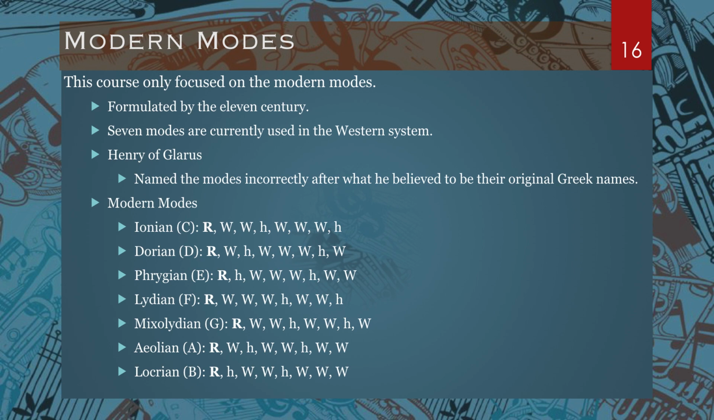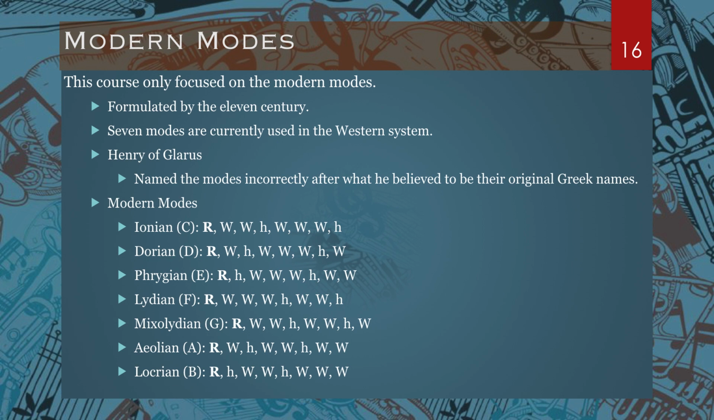There are 7 modes that are currently used in the Western system. In the original church mode system, there's actually many more than 7. Henry of Glarus actually named the modes incorrectly after what he believed to be their original Greek names. The ancient Greek modes are actually not related to the modern modes or even the church modes for that matter. They were a completely different system. So he thought he was sort of resurrecting the old ancient Greek system of modal scales, but he in fact wasn't. However, he named the modes in one of his famous treatises, and the names have stuck.